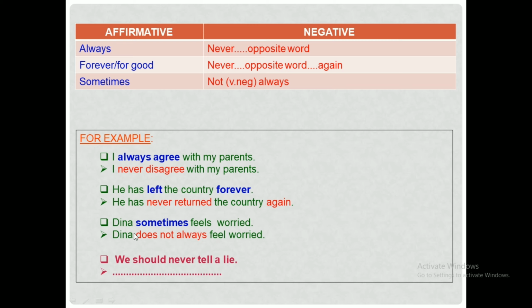Last example, Dina sometimes feels worried. Following the third rule, after the subject Dina, I have used doesn't. To make a negative verb, we must use an auxiliary before the verb. As there is no auxiliary before the verb, the verb is in the present form, the sentence is in the present indefinite tense, and the subject Dina is in the third person singular number, we have to use doesn't always. If the verb would be felt, we had to use didn't always.